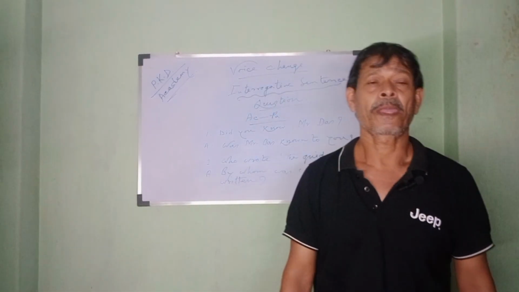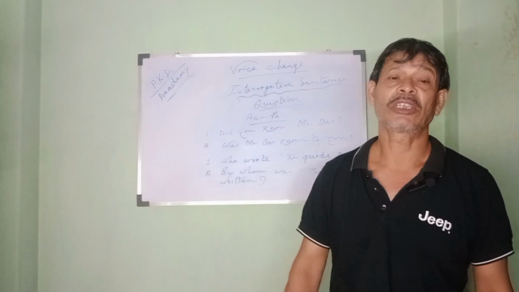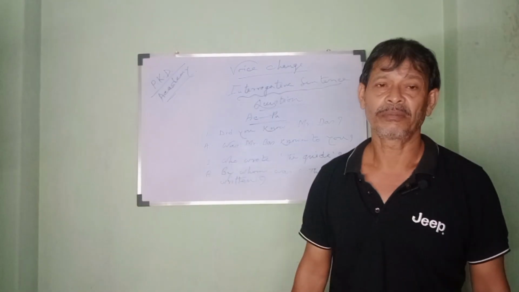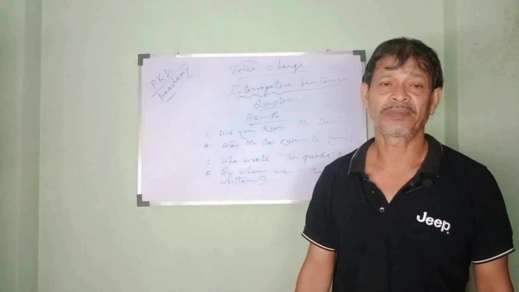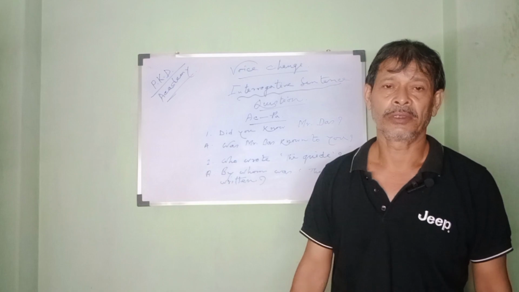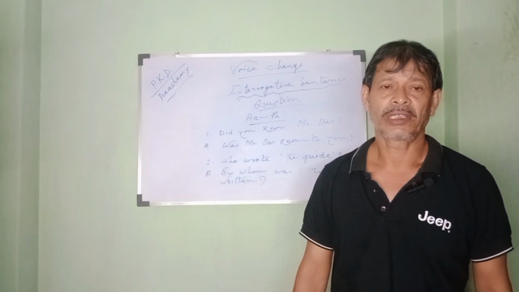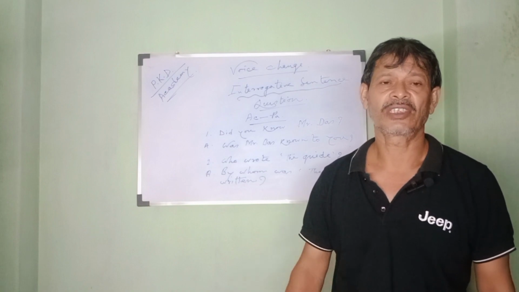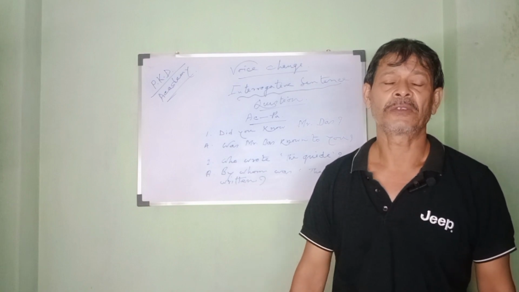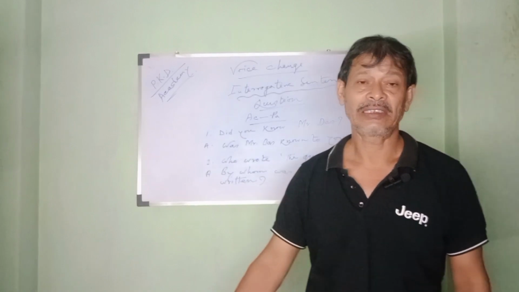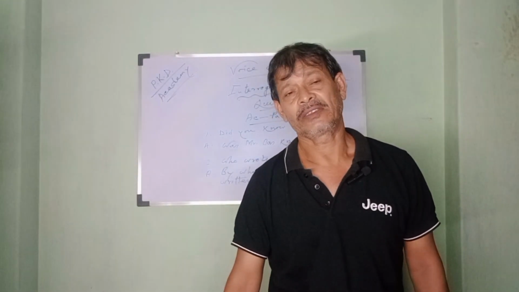You know, there is a statement or assertive sentence, I like tea. If we make it interrogative, we have to take the auxiliary verb do. That means if I wish to change the assertive sentence into an interrogative sentence, then we have to use do. So, do I like tea? Like this.